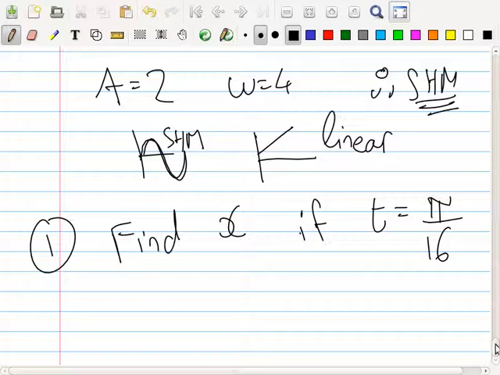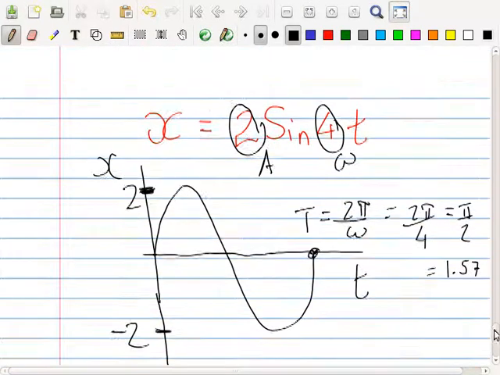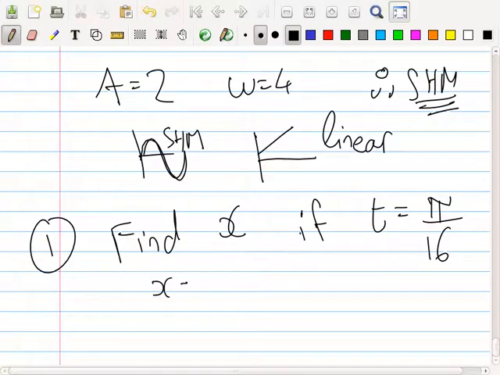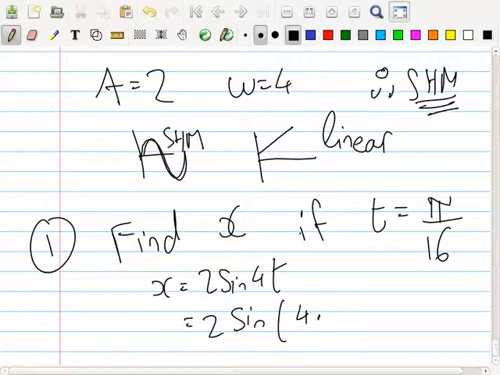Okay, what is HM? Simple harmonic motion. So here you have x. x equals 2 sine 4t. So x equals 2 sine 4t.